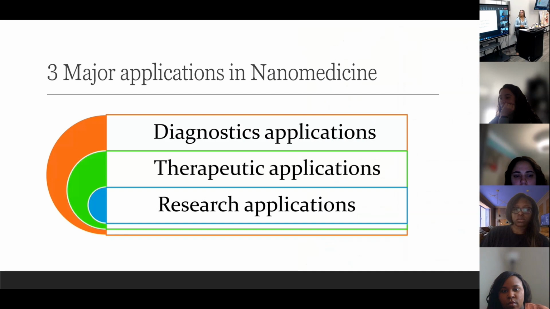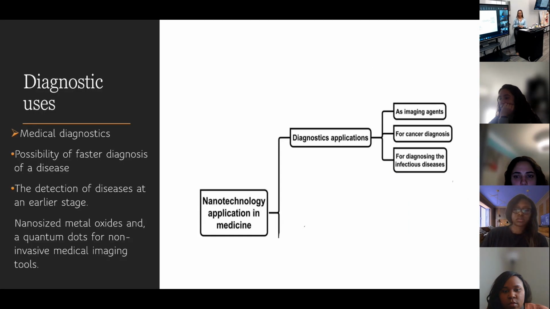Then we move on into 3 major applications of nanomedicine. So we have diagnostic application, therapeutic application, and research application. So the first with diagnostics, so medical diagnostic, it will help improve faster diagnosis of diseases. It will detect the disease at an earlier and faster stage. So this will help with imaging agents for cancer diagnosis and for infectious disease diagnosis. So this would work by using nano-sizable metal oxides and then also quantum dots. The quantum dots would then be a non-invasive medical imaging technique and tool to help.